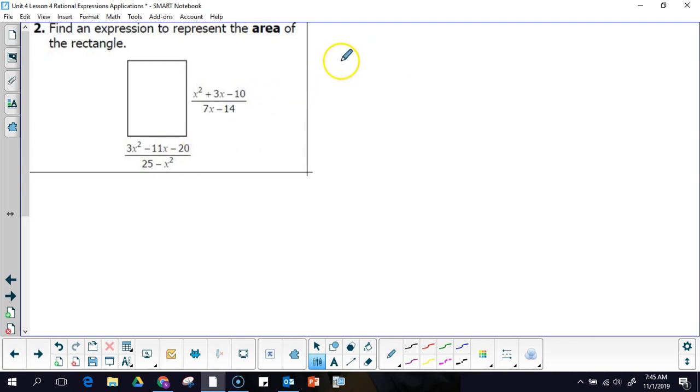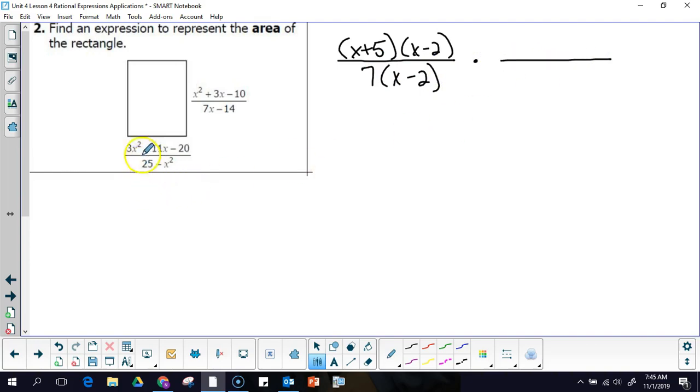Again, length times width. x squared plus 3x minus 10. That's going to be x plus 5, x minus 2. And let's take out a 7. And then that's times... This one we need to take a negative 60 and a negative 11. So this is going to be 15 times 4.